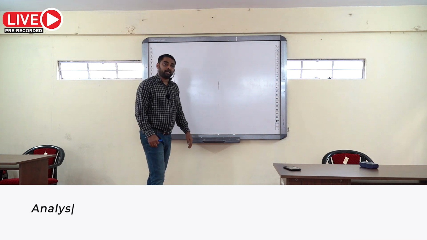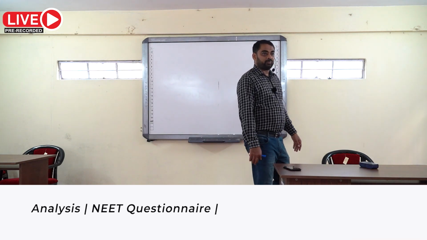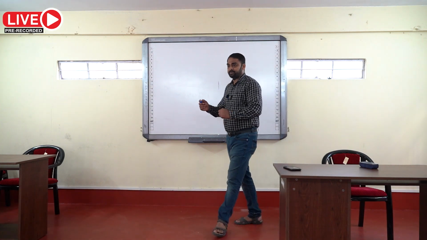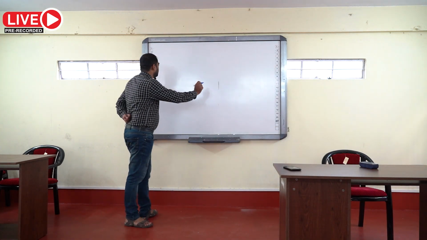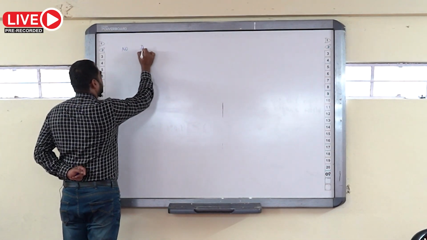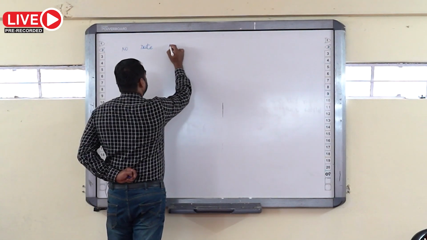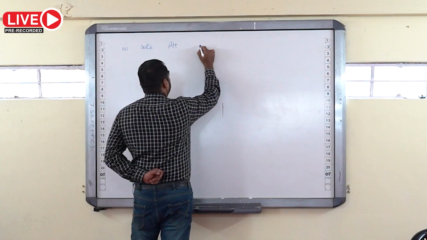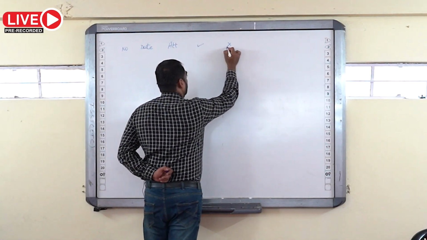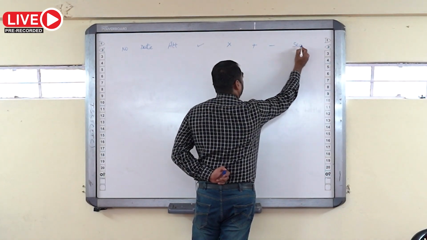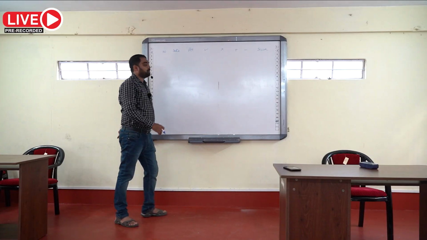Score in this format, I need it for analysis. I'll be able to give you more insight into how to go about it if I do the analysis. Okay, you have done all this. Test number, date, then what else? Questions attempted, right, wrong, positive marks, negative marks, score. All of you have done this?